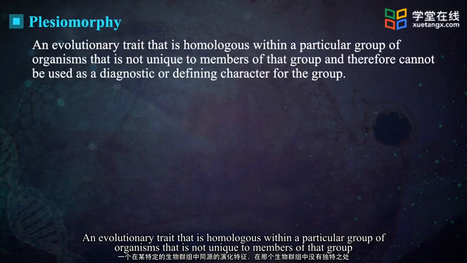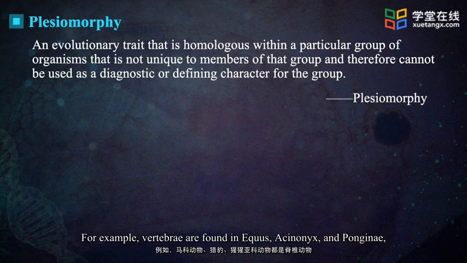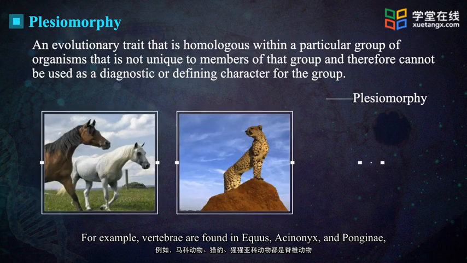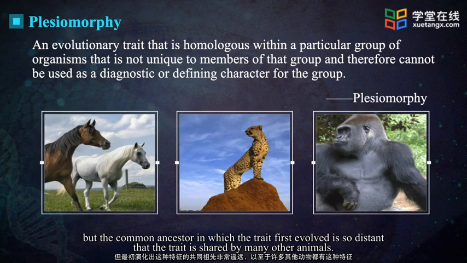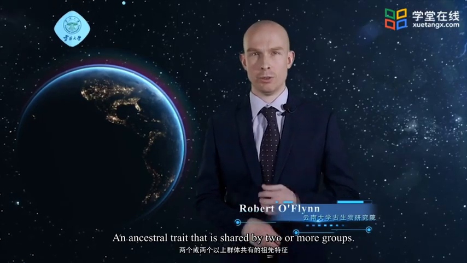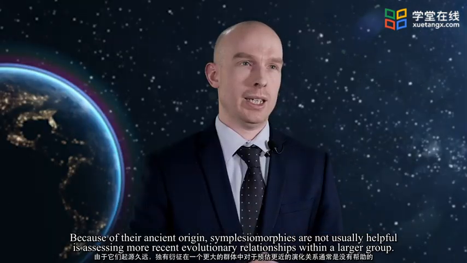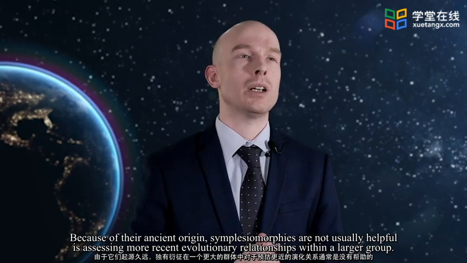An evolutionary trait that is homologous within a particular group of organisms, but is not unique to members of that group and therefore cannot be used as a diagnostic or defining character for the group, is a plesiomorphy. For example, vertebrae are found in Equus, Acinonyx and Pongo, but the common ancestor in which the trait first evolved is so distant that the trait is shared by many other animals. Therefore, possession of vertebrae sheds no light on the phylogenetic relations of these three species. Ancestral traits shared by two or more groups because of their ancestral origin, symplesiomorphies, are not usually helpful in assessing more recent evolutionary relationships within a larger group.